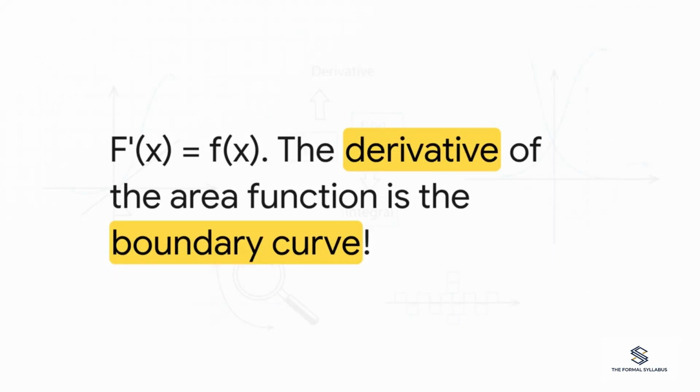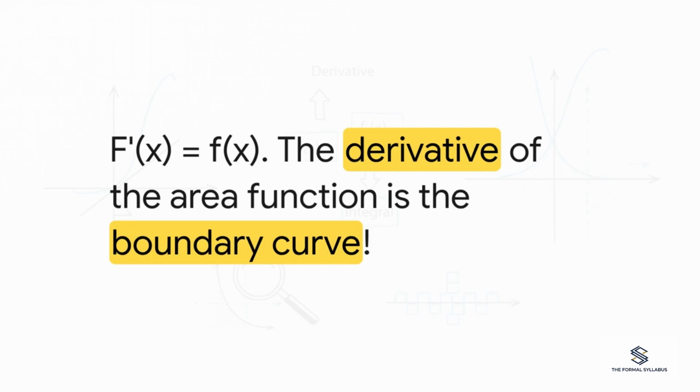Okay, here is where the magic happens. This is the climax of our mathematical journey, known as Barrow's theorem, or the second fundamental theorem of calculus. If our change in area, delta F, is equal to f of x times delta x, what happens if we just divide both sides by delta x?